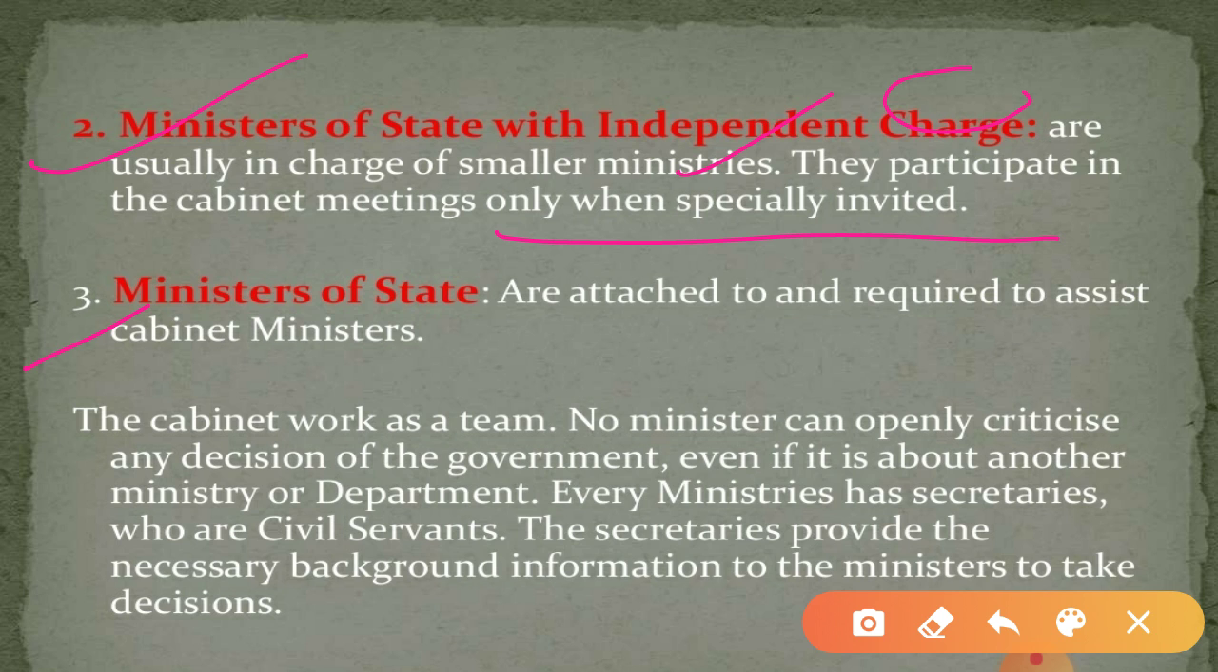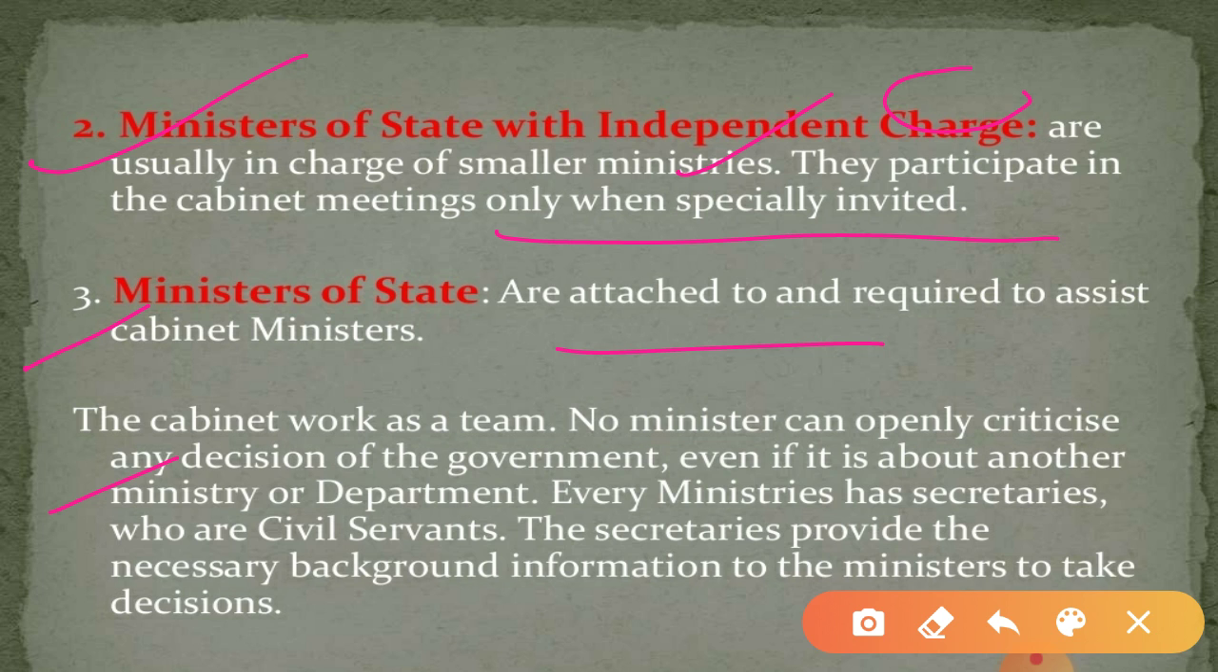Then the third kind of ministers are ministers of state. These are attached to and required to assist the cabinet ministers, so that the working is easier. Cabinet works as a team. No minister can openly criticize a decision of the government because they are members of the ruling party, so they can't criticize the working or decision of the government.